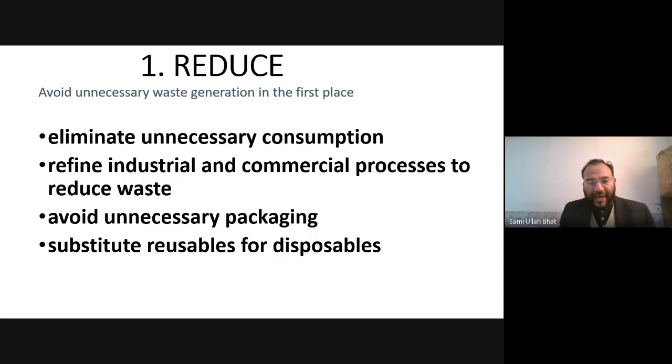For example, we are taking all of our milk right now in polythene, but 15, 20, 30, 40 years back, it used to be in utensils that we could use. That's why we need lifestyle changes. It needs a generational shift. Substitute reusables for the disposables.